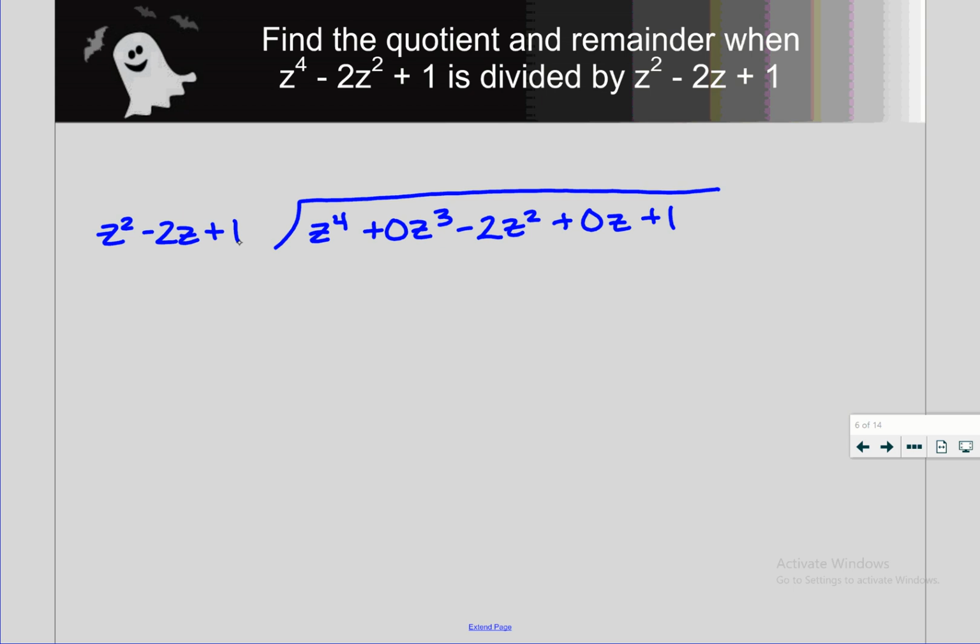Okay, work together if you want. See what you can do. I'll give you a few minutes. I will tell you you are doing this problem right if you get a remainder of 0. You can check yourself. Go ahead.